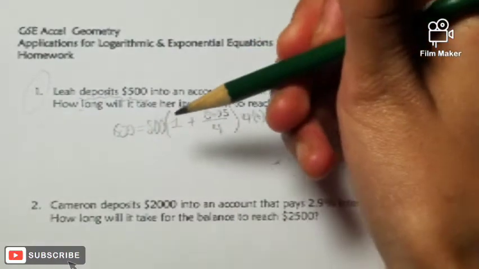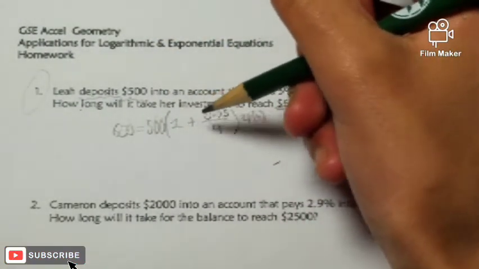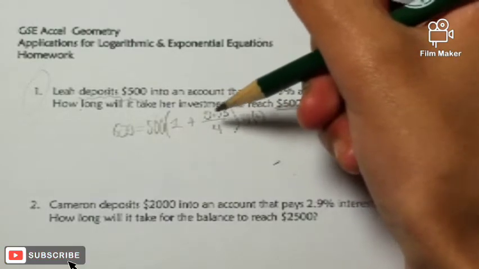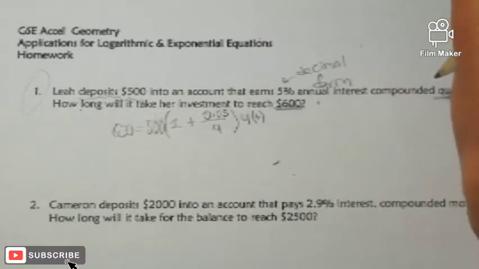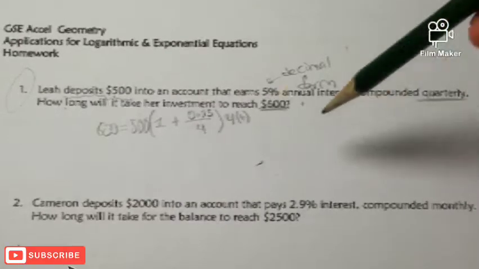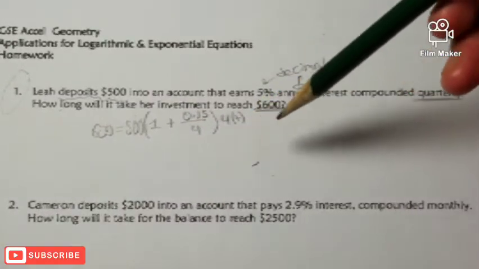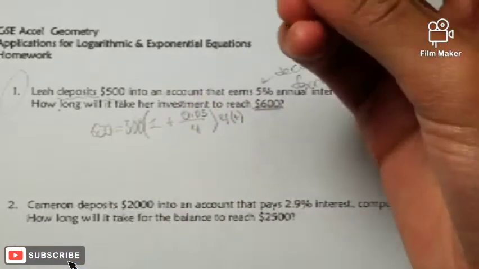End amount 600, 500 initial, 1, that always is included, plus your rate in decimal form, 0.05, given here. The 4 is, we know from compounded quarterly. Quarterly, 4. So that's what you put there. Then 4, and then obviously you put that again, t.